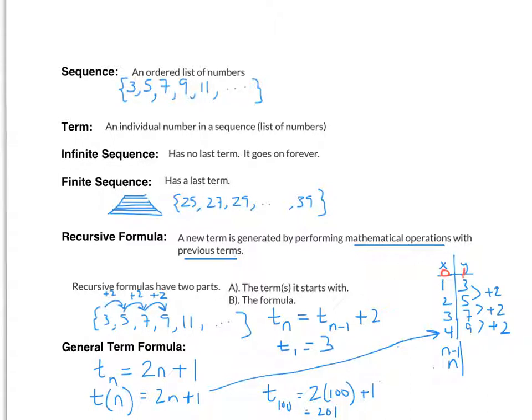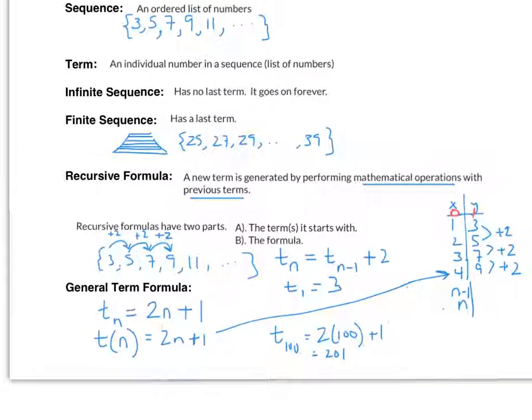Now, in terms of a formula for this, a general term formula is just a term generated by using a formula based on the term's position in the sequence. And I'm going to type that in down here underneath.